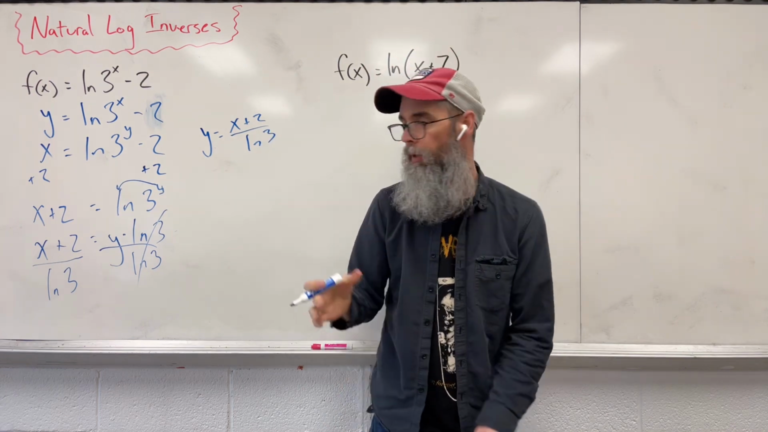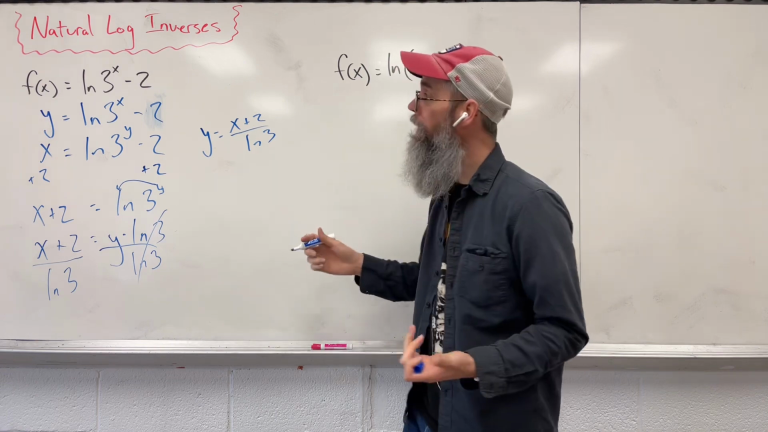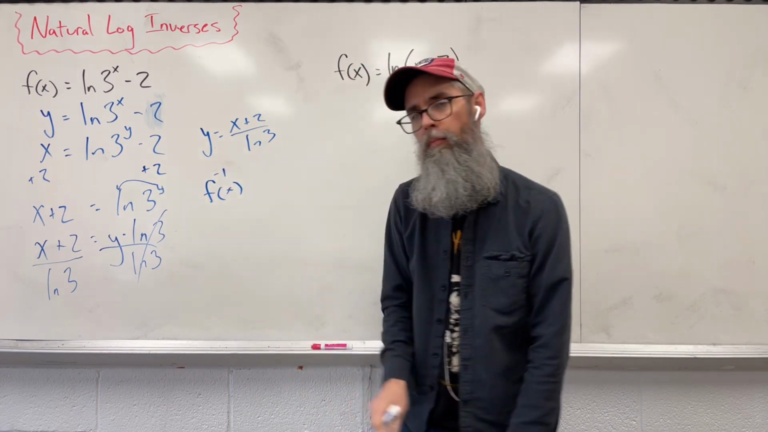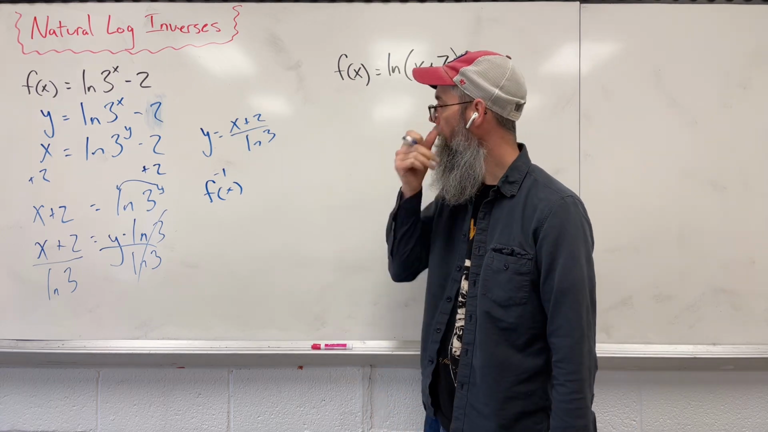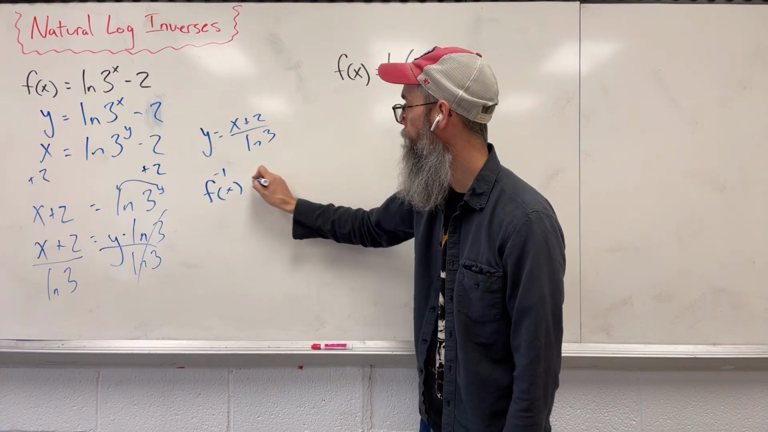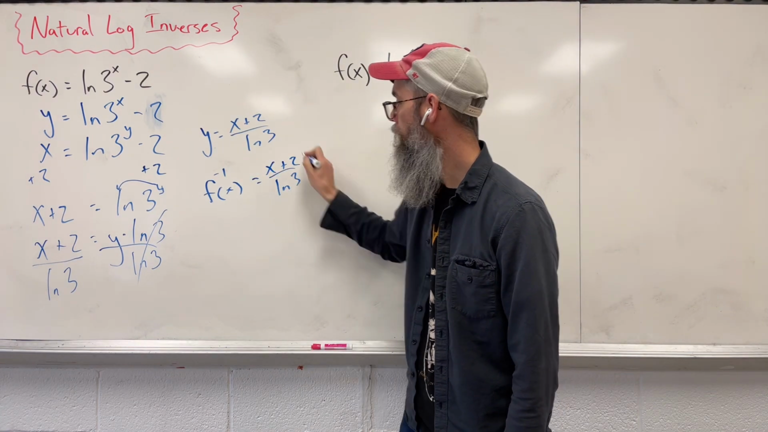One last step is we just have to say this is different than the original problem. We change it back to f of x, but this time put a little -1 up there as that exponent. This right here says we're finding an inverse. And we're done with that.